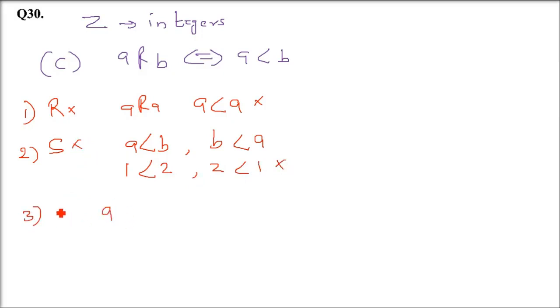Third, I am checking transitive. A is less than B and B is less than C, so A is less than C. This we can tell, yes, this is absolutely true. So this is transitive also. But it is neither reflexive nor symmetric. So this is not an equivalence relation. C is the answer.